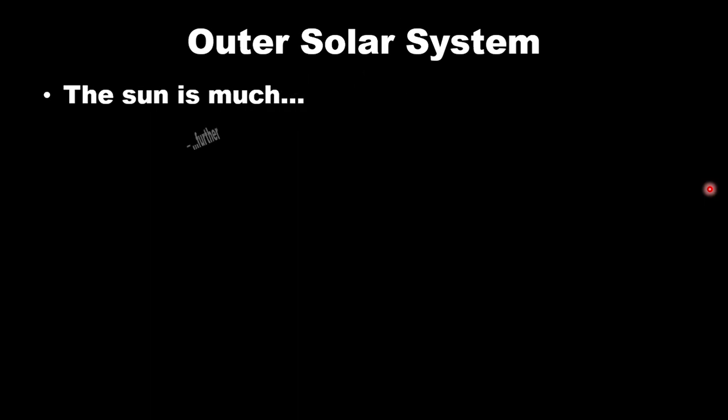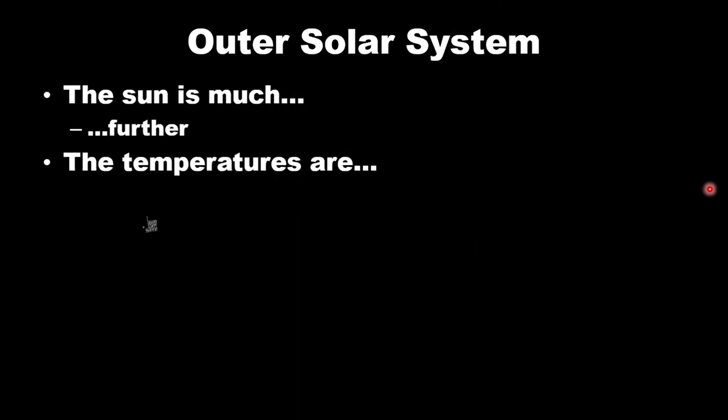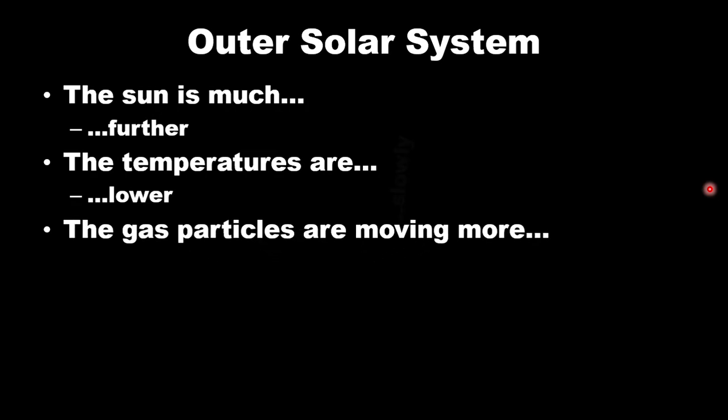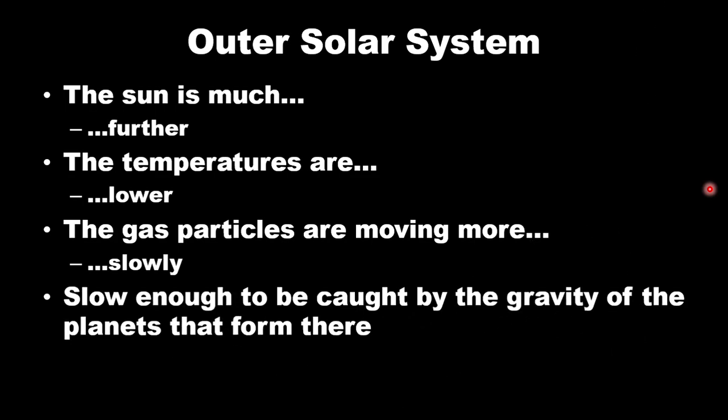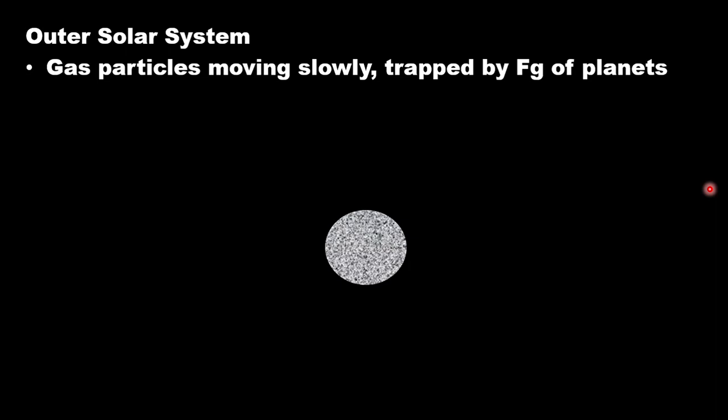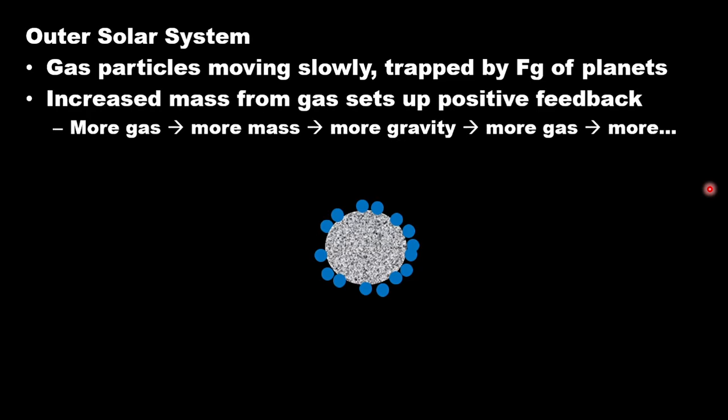On the other hand, in the outer solar system, the sun is much further away and the temperatures are much lower, so the gas particles are moving much more slowly. In fact, they're moving slow enough so that the gravity of the planets can actually trap the particles and hold them. So here come our slow-moving gas particles that get pulled in by the gravity of the gas giants. Now what's going to happen here is we're going to set up another positive feedback loop, because having added more gas, more matter to this object, we've actually increased its gravity.